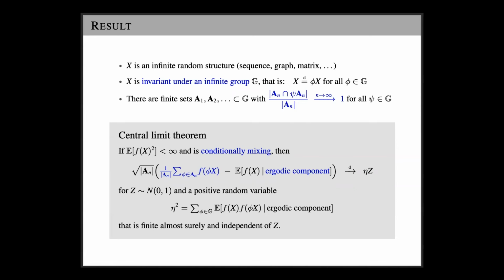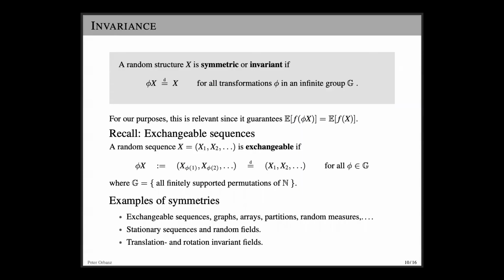So going back to the result, we've looked at this. Now we're going to look at the other conditions, and the first thing is this invariance. We've already seen two examples. In general, a random structure is symmetric, or invariant, if its distribution is invariant under all transformations in some group. For our purposes, one way that enters directly is that if that is true, then you see immediately that these transformations leave the expectation invariant for any function.